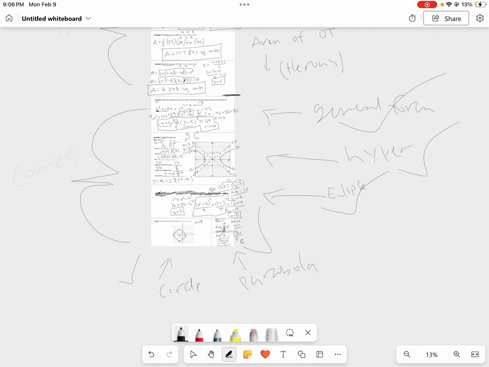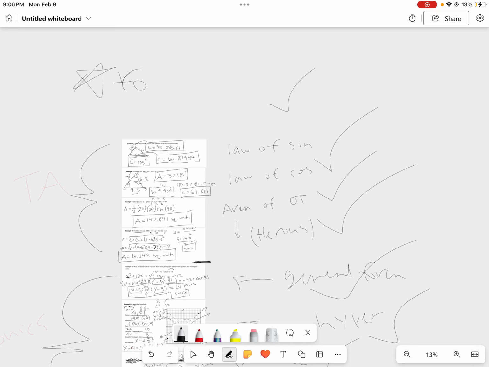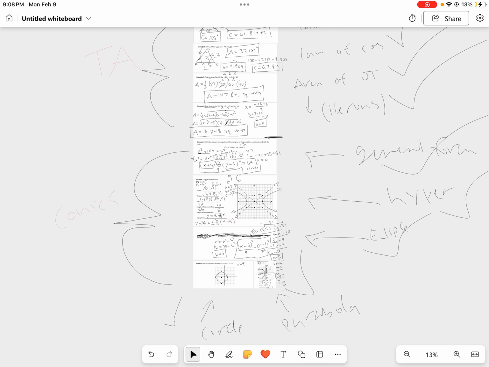We have the general form. We have law of sines, law of cosines, area of oblique triangles, and Heron's formula. So the thing to remember for the test is just remember the formulas. I don't want to write them out. Just remember the formulas. Yeah, that's pretty much it.